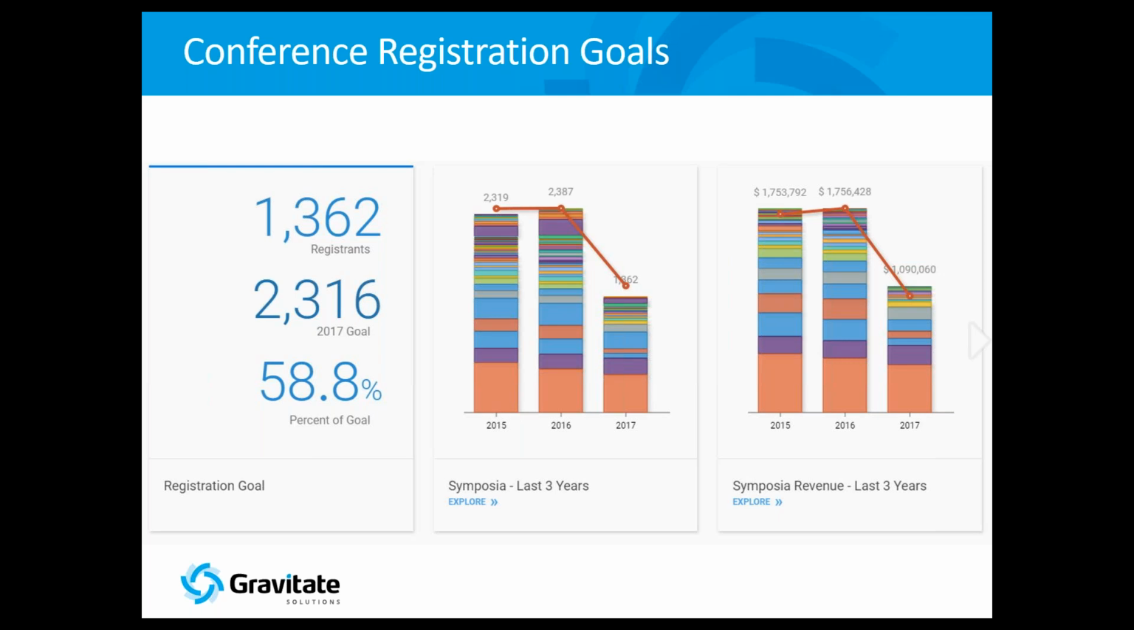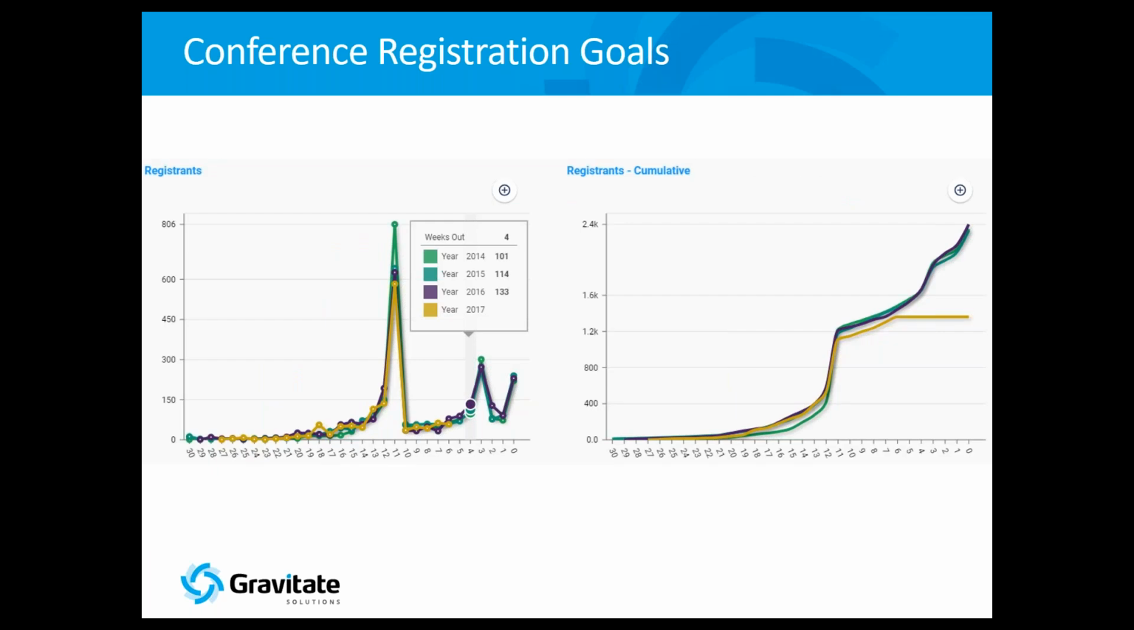Okay, so this particular organization has set a registration goal, which you can see on the first card there. They're tracking against it to see how they're shaping up as the conference approaches. They're currently at 58% of their goal, which is great information to have, but it can be made better with context. So let's drill into that middle chart and see how the current registration compares with data from the last 3 years.